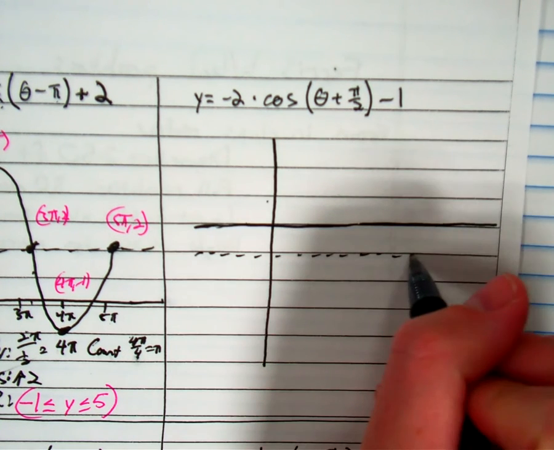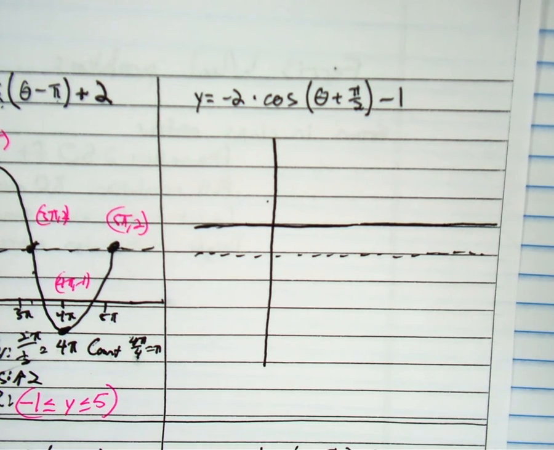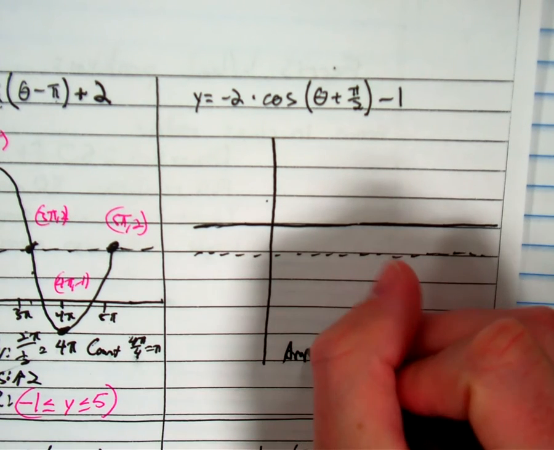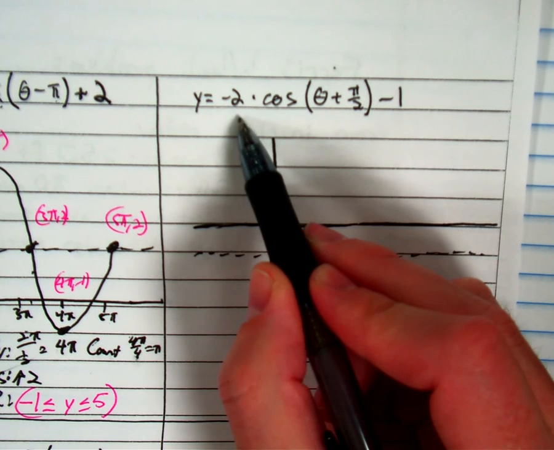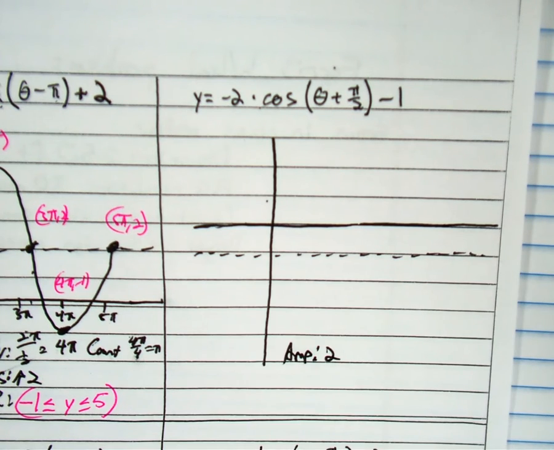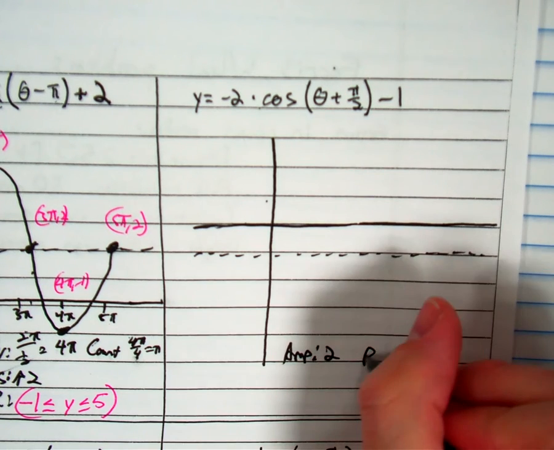Okay, minus 1. Let's take care of that right away before I forget. There's my new midline, down 1. Okay, amplitude. Tricky. Amplitude is just 2. It's the absolute value of that, 2.